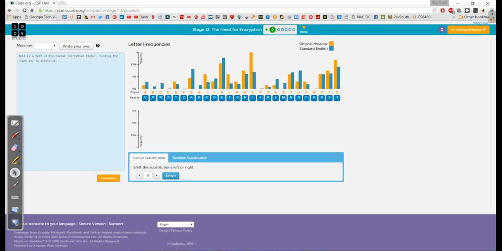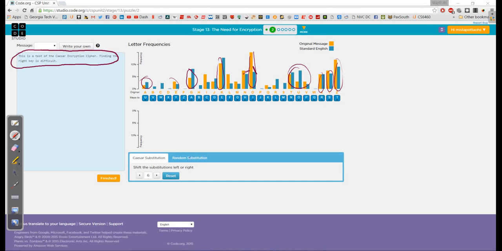Right here, I've got this whole message out here. If I take a look, I'm going to see this is a text of the Caesar encryption cipher. Finding the right key is difficult. And I noticed that some of my letters that have very large peaks seem to match up very well. Not so much over here. So again, with the Caesar cipher, if I try and do a letter frequency analysis, it's not going to be perfect, but it's going to be pretty close. I'm going to see some agreement with some of these terms.